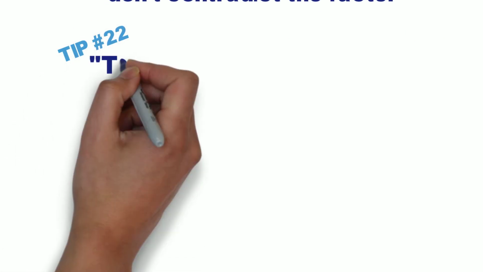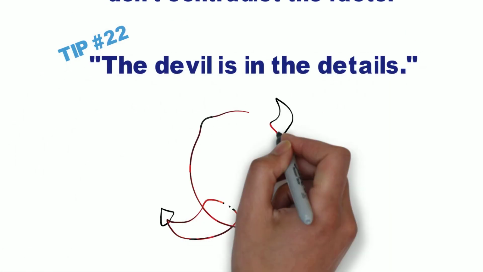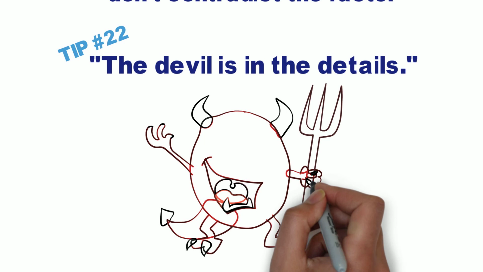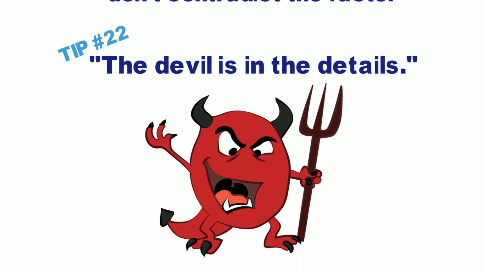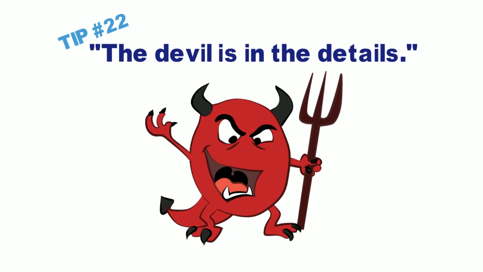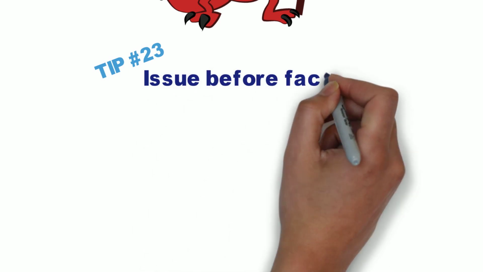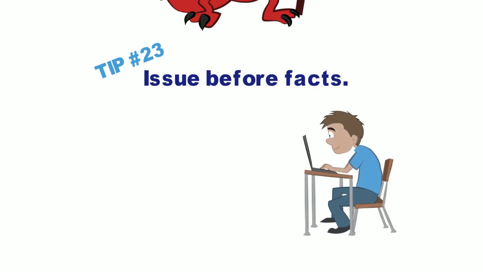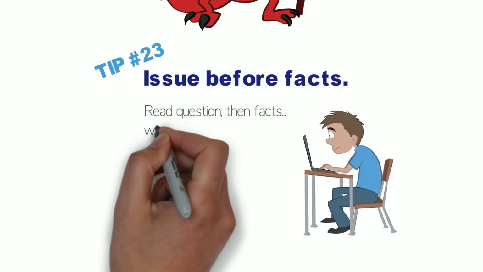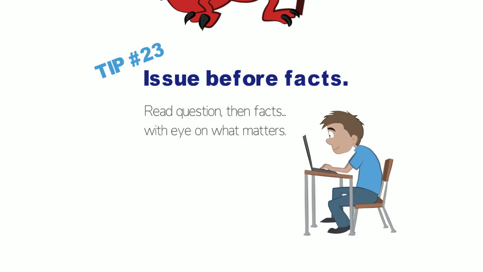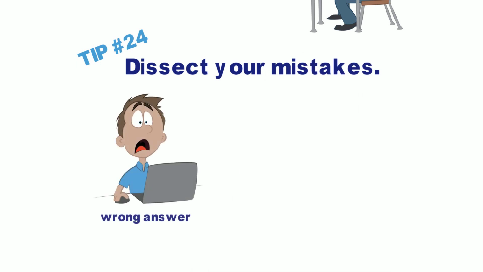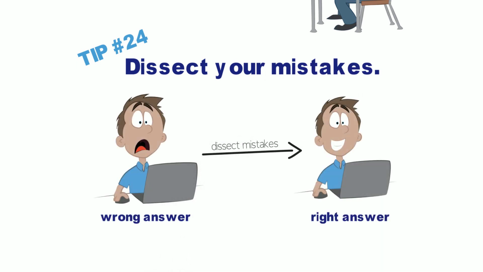Tip number 22, the devil is in the details. Read fast but carefully. Normally, every word matters. If 2 answers feel correct, odds are you misread part of the question. Tip number 23, issue before facts. Read the actual question before the facts. This will help you read the facts with an eye for what actually matters. Tip number 24, dissect your mistakes. When you miss a question, figure out why.